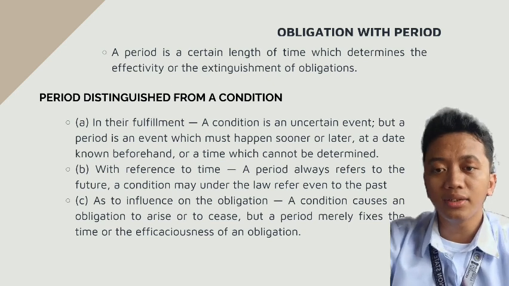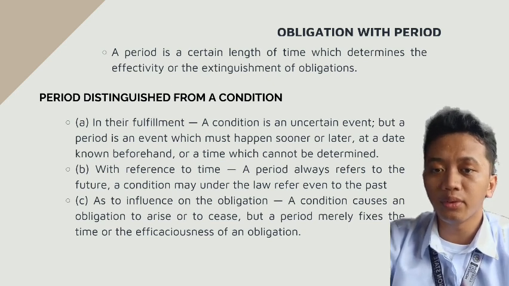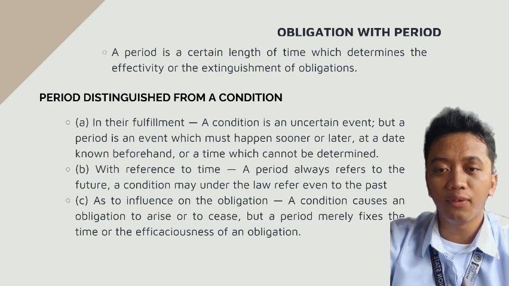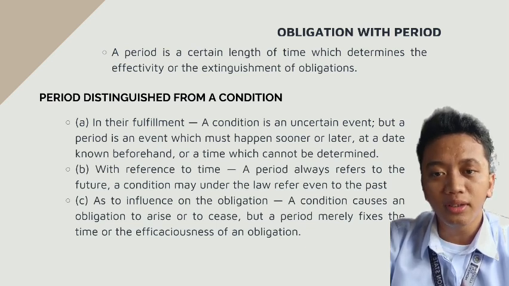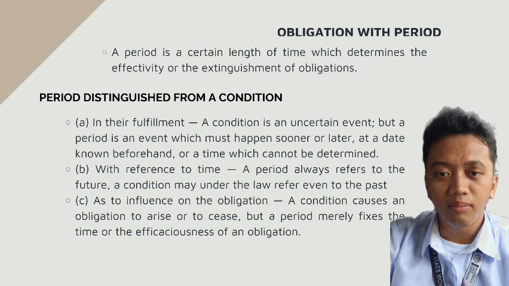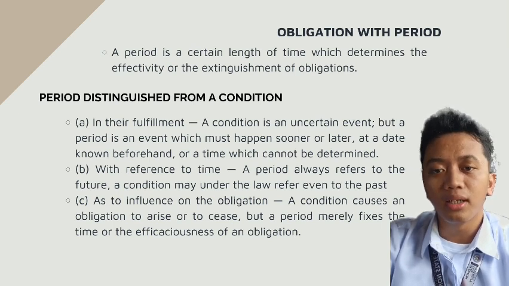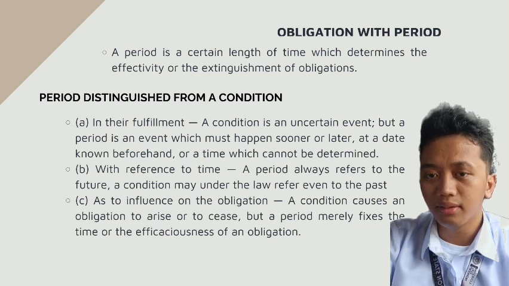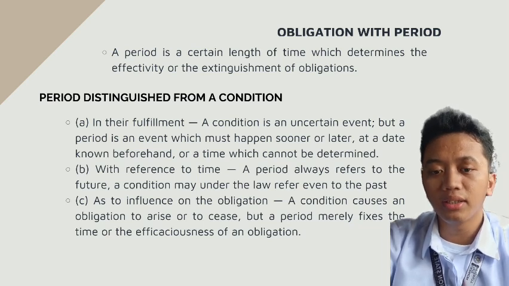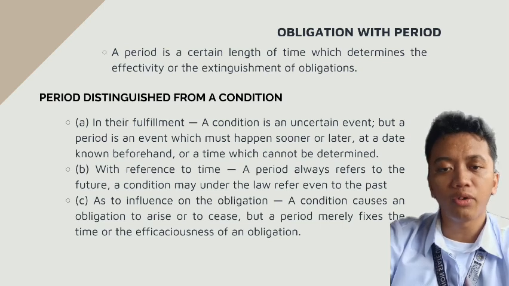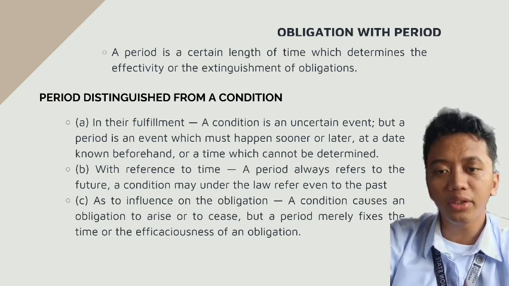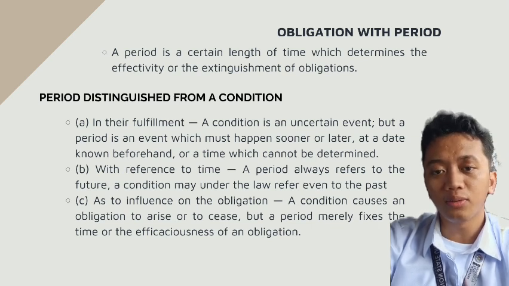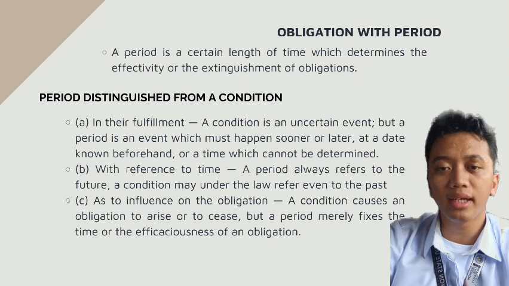So, now let's differentiate the period from a condition. So, first, in their fulfillment. A condition is an uncertain event, but a period is an event which must happen sooner or later, at a date known beforehand, or a time which cannot be determined. So, from this statement, a period is something that must happen sooner or later, and the condition is an uncertain event, so we cannot predict when it is going to happen.